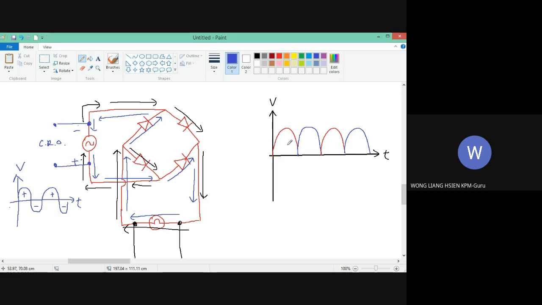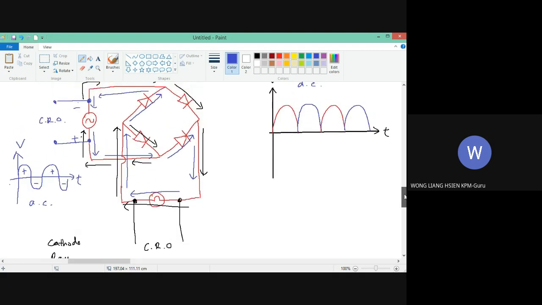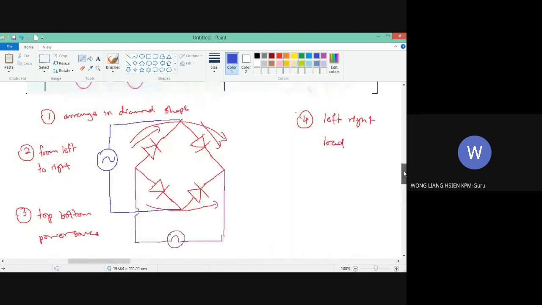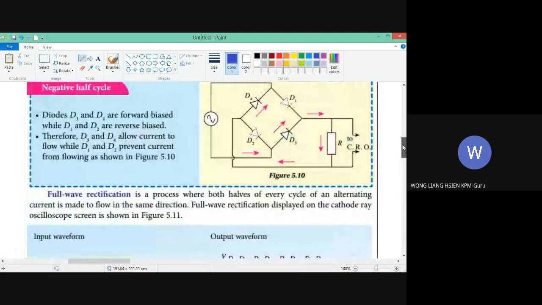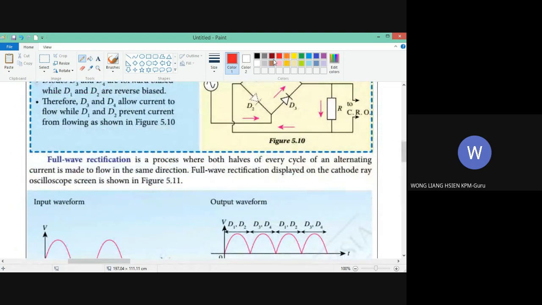This is a positive half cycle. This is supposed to be a negative half cycle, but it changed direction already. It becomes all the same direction. So this is direct current. This is alternating current changed into direct current. So this is what we call the full wave rectification. Okay, full wave rectification. So this is better.